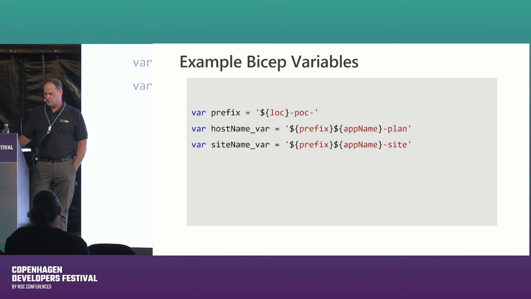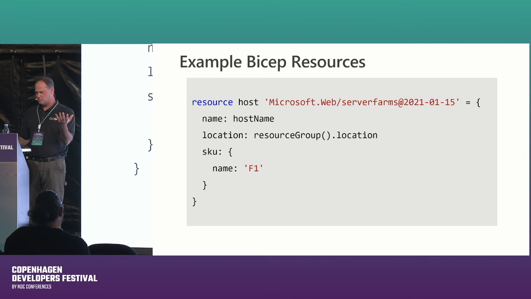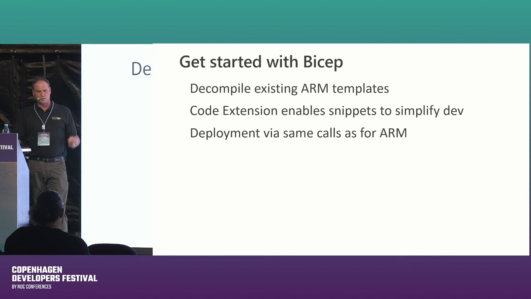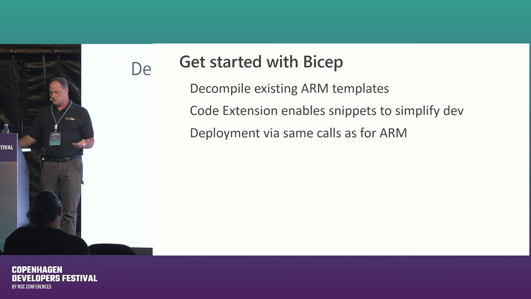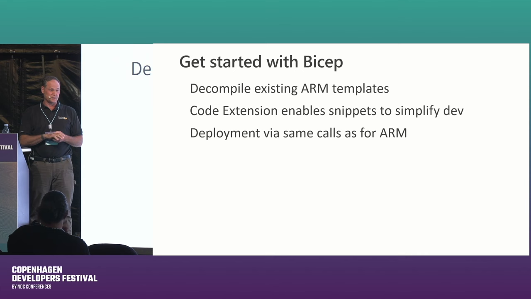Resources, it's nice because it's pulling back that schema version. Otherwise, you're going out and looking a lot of that stuff up. But you can get started with it very quickly by decompiling an existing template. And then the code extension inside of the Azure set of tools in VS Code, it makes it really nice for working with Bicep.